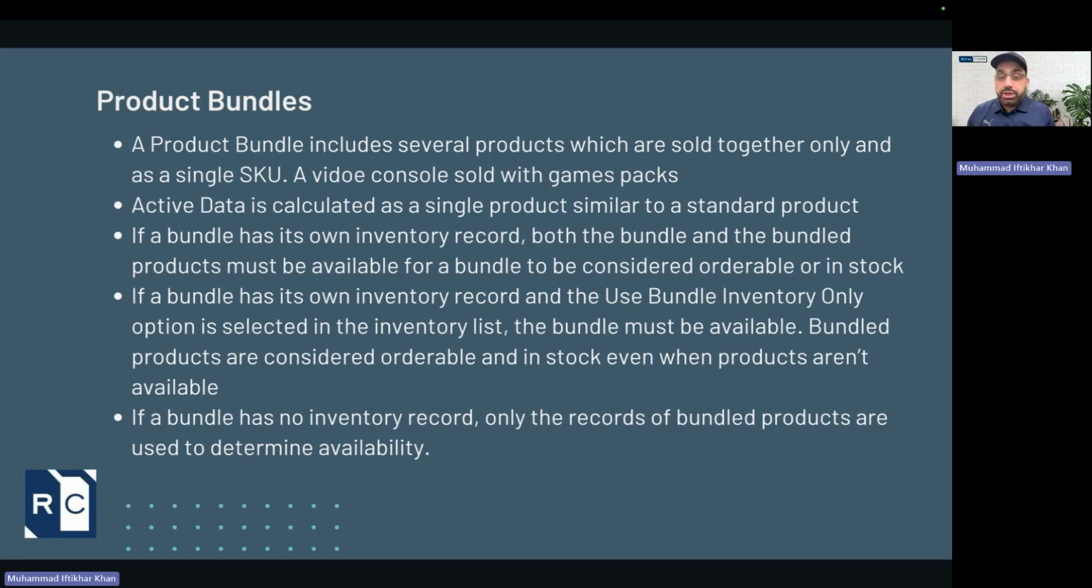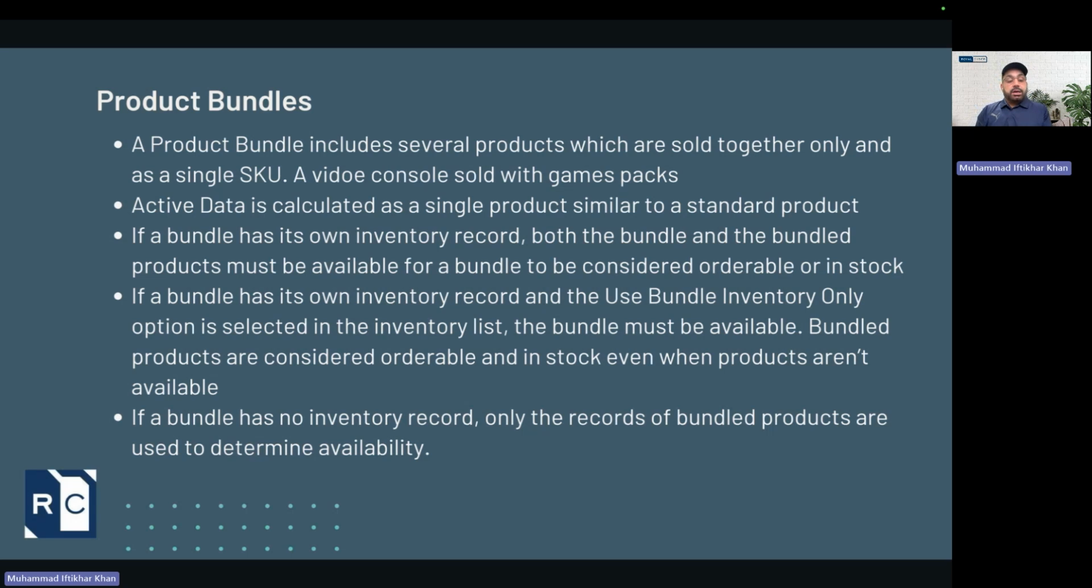If a bundle has its own inventory record, there is a possibility you added a standard product within that bundle, and that standard product has its own inventory record in the inventory list, right? But when you created that bundle, you also added the bundle SKU inventory. So this is the case: if a bundle has its own inventory record, both the bundle and the bundled product, meaning the product within the bundle, must be available for the bundle to be considered orderable or in stock. So this is scenario number one regarding inventory consideration.